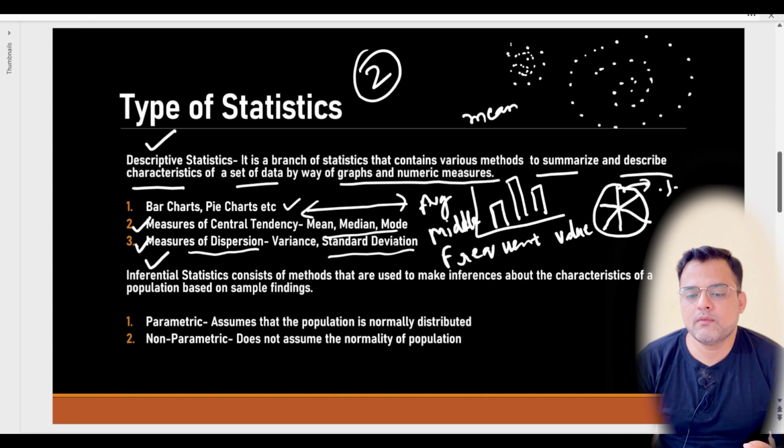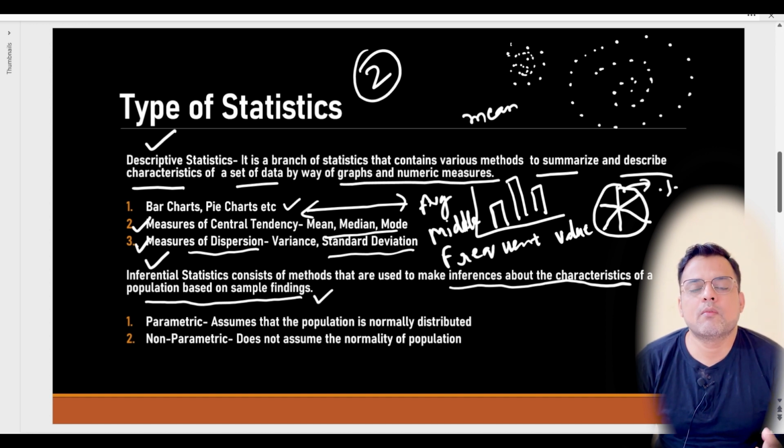And we have another component called standard deviation, which we use most frequently in our day-to-day work in the data science or data analytics industry. So this is from the perspective of descriptive statistics, when we use graphs and numeric measures to interpret the characteristics of a set of data. And then we have inferential statistics. In inferential statistics, we are trying to make inferences about the characteristics of a population based on sample findings. As I told you, it is not possible to collect everything about the population because of various reasons: cost, complexity, time. Hence we take a subset of that population, study the characteristics of the sample and make inferences about the population.